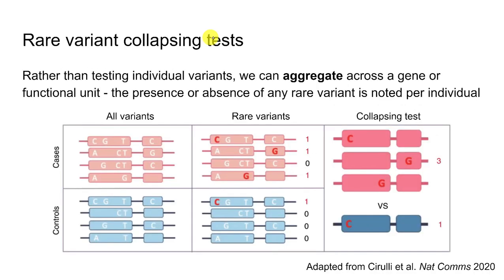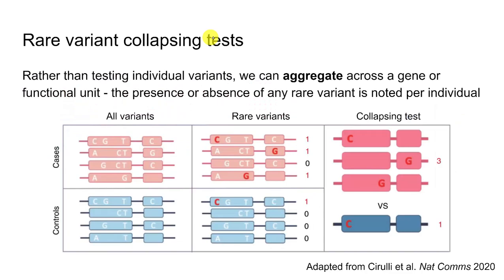The way we do that is with collapsing tests. So instead of testing individual rare variants, you can collapse across a region, usually a functional unit like a gene, which then increases the number of individuals with that genotype. So you'd say, in a gene, whether or not someone has any rare variant, that gives them a genotype of 1. And if you don't carry a variant anywhere in the gene, that would mean you have a genotype of 0. And so you're boosting the number of samples with that genotype.